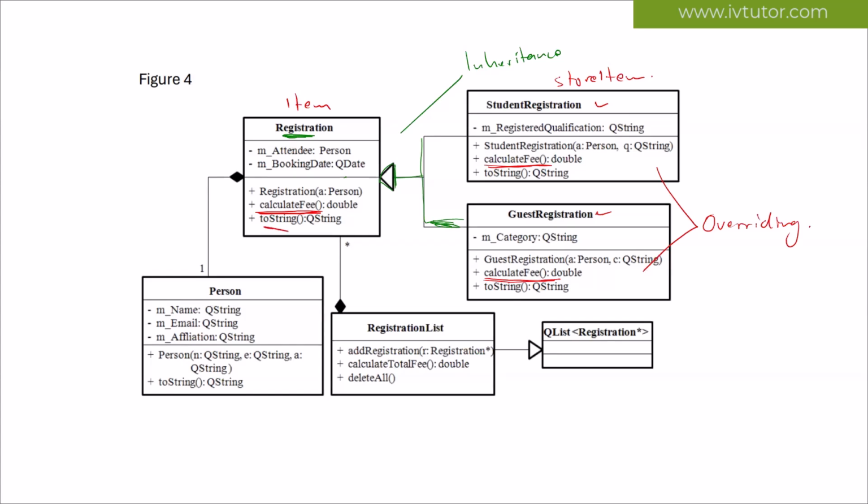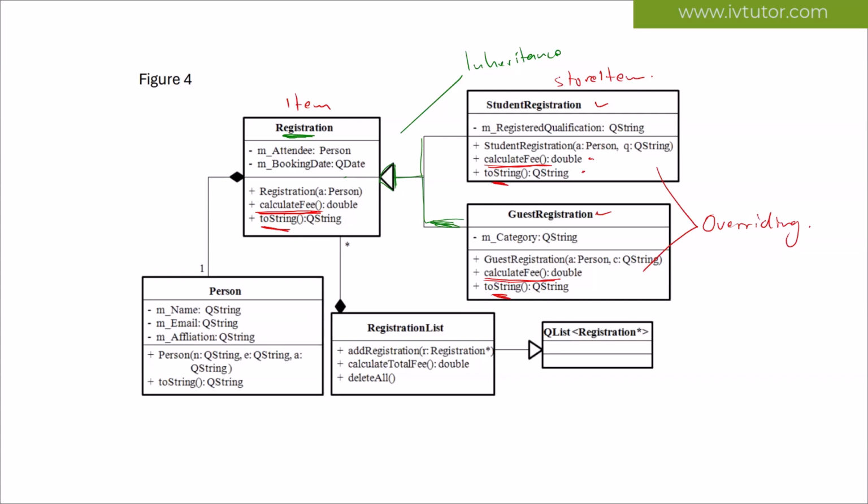Same goes for the toString function. You see that? Yes. So in other words, we can say student registration and guest registration are overriding calculate fee and toString because it's there in the base. We see it again in the subclasses. Yes.